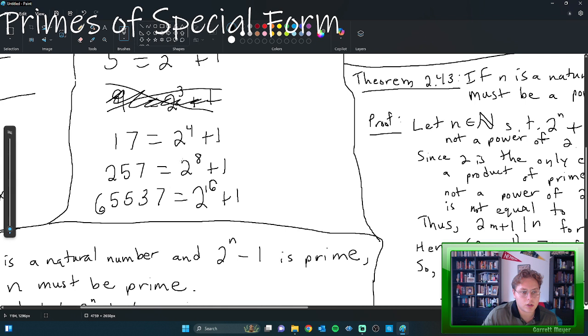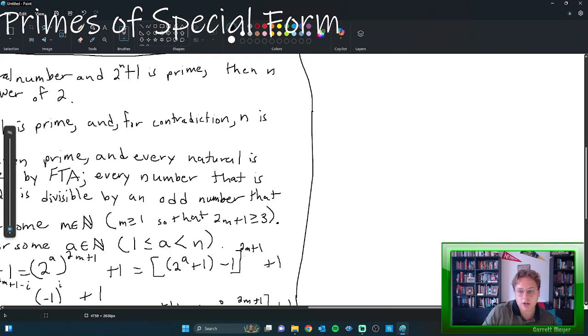2 to the 2 cubed plus 1 is 257. Another prime. 2 to the 2 to the 5. Or, wait, that is 2 to the 2 to the 5, right? No, 4. 2 to the 2 to the 4 plus 1 is 65,537.